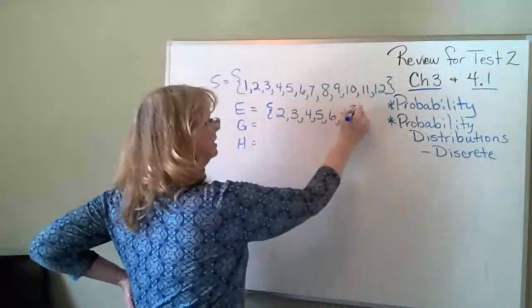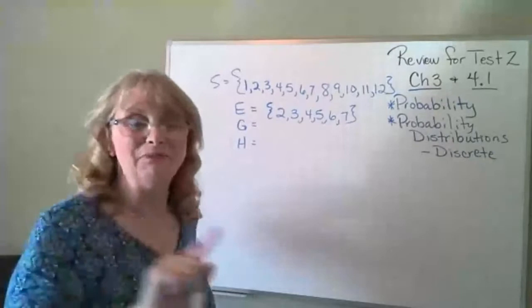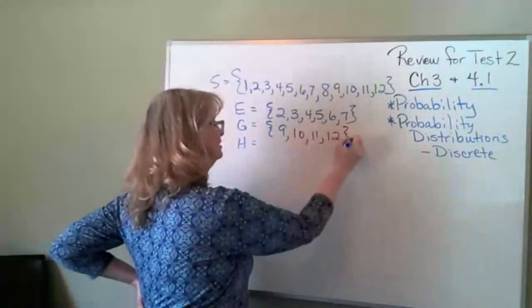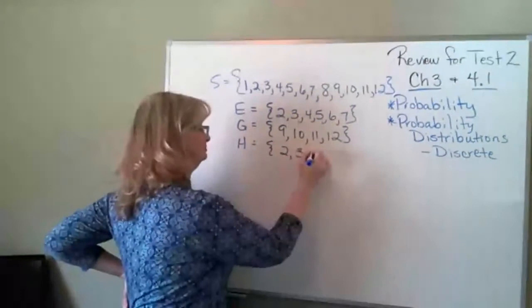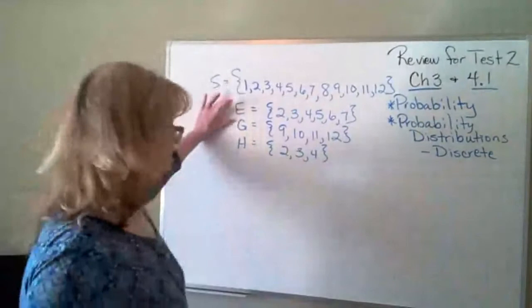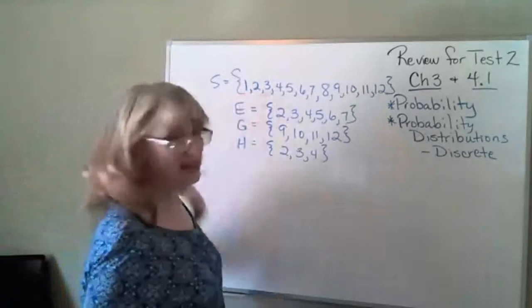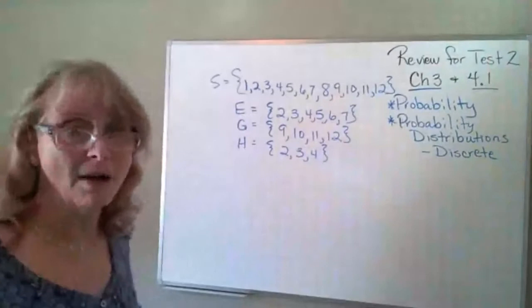If you're watching the recording and it looks weird, or even those of you watching now, it's because I've pulled up another screen and I'm looking at the question. Then G is the outcomes 9 through 12, 9, 10, 11, 12. And H has outcomes 2, 3, and 4. And this particular question says, are E and G mutually exclusive? Mutually exclusive, remember, means no outcomes in common. So we're looking to see if E and G have any outcomes in common. And they do not. See, E is 2 through 7 and G is 9 through 12. They have no outcomes in common, so they are mutually exclusive.